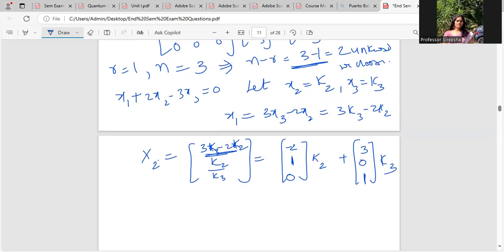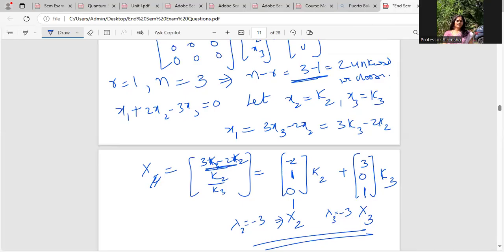Now this cannot be called x2, guys. This would be my x2 and this would be my x3. This is for lambda 2 is equal to minus 3, and this is for lambda 3 is equal to minus 3. I hope it's clear. Only if I can choose two unknowns will I get the solution. Otherwise, I'll be getting linearly dependent vectors. Okay, I think it's clear. I will just stop.